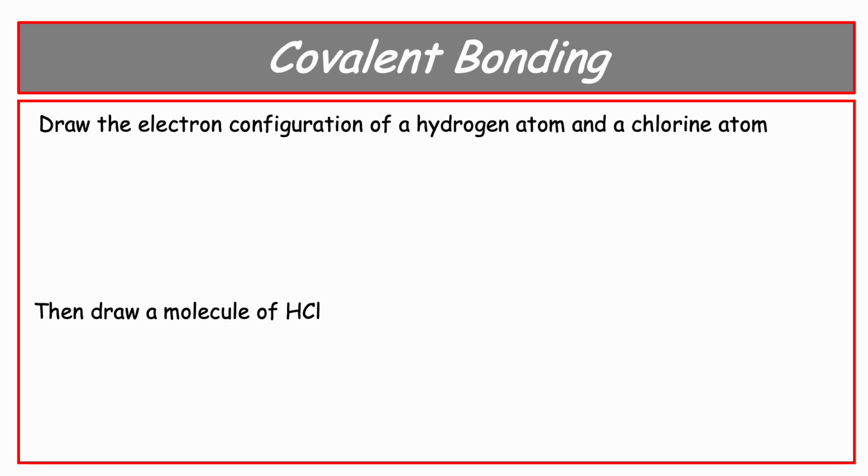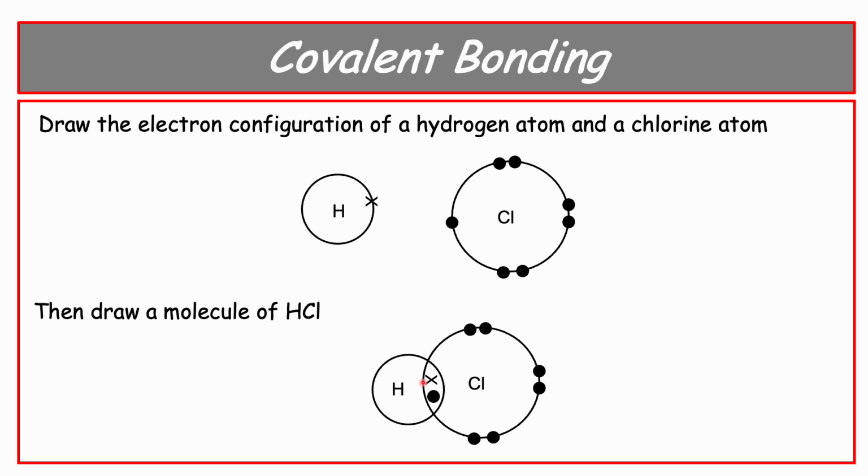For hydrogen chloride, I'm going to need 1 H and 1 Cl. Hydrogen has 1 electron in the outer shell. Chlorine has 7. So to draw the atoms, we just draw them like this, using crosses for hydrogen and dots for chlorine. Chlorine needs 1 electron to get a full outer shell. Therefore, chlorine will make 1 covalent bond. So I'm going to draw 1 dot and cross with hydrogen. So hydrogen now has access to 2. Chlorine has access to 1, 2, 3, 4, 5, 6, 7, 8.